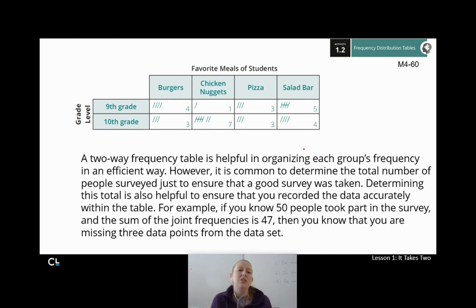However, it is common to determine the total number of people surveyed just to ensure a good survey was taken, right? Because we didn't ask all the 9th and 10th graders. We just asked some of them. So it's good to know the total number of people that you surveyed just to make sure you got good data. Determining this is also helpful to ensure that you recorded your data accurately within the table. So for example, if you know 50 people took part in the survey, but when you add up all your joint frequencies, you only get 47, then you know that you're missing a couple data points from your data set. You know you missed something. Go back and check, right?